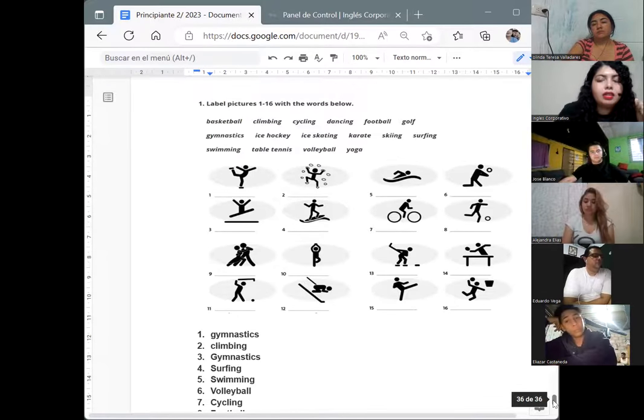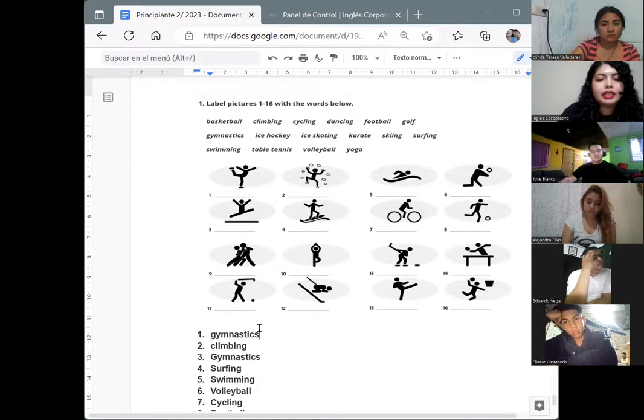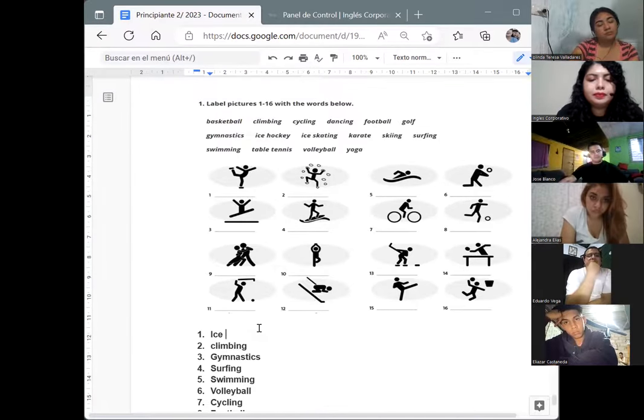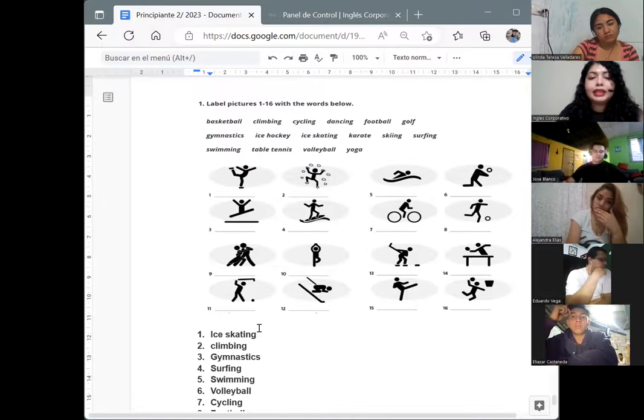Ice skating. ¿Dónde está el ice skating? ¿Quién está patinando sobre hielo de esos que aparecen ahí? Number one, exactly. Yes, el número uno está haciendo ice skating. Very good. Muy bien, ahí tenemos lo que es la primera actividad donde teníamos que ver las imágenes para determinar qué deporte están realizando ellos.